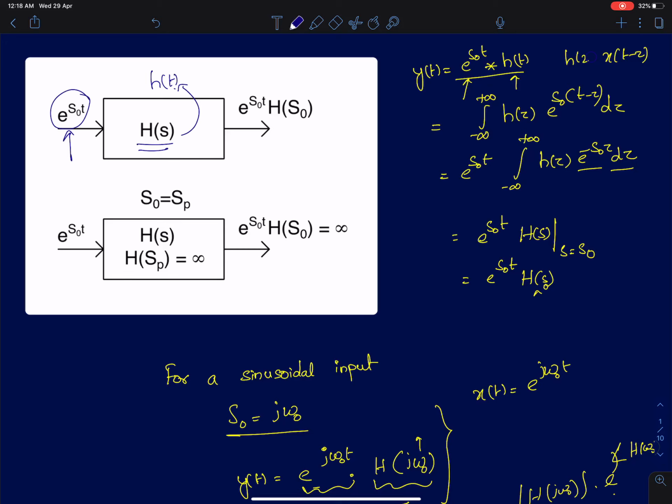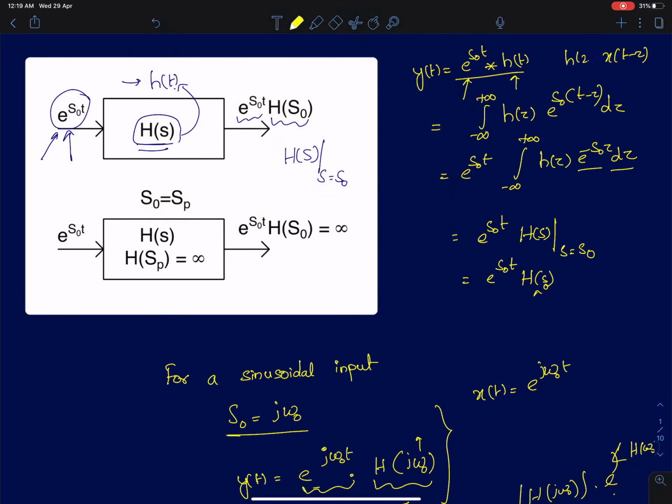Hi everyone. In this lecture, we will discuss the response of LTI systems to sinusoidal inputs. Assume that we have an LTI system with a transfer function H(s) and an impulse response h(t), and we are feeding an exponential input of the form e^(s₀t). The output of this system is given by the input, e^(s₀t), multiplied by H(s₀), where H(s₀) is nothing but the Laplace transform H(s) evaluated at s equal to s₀.